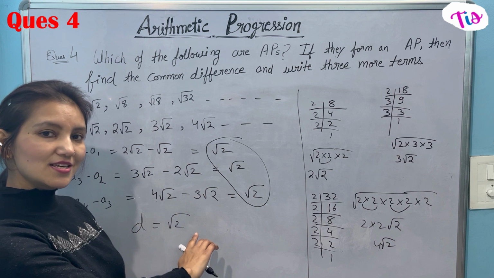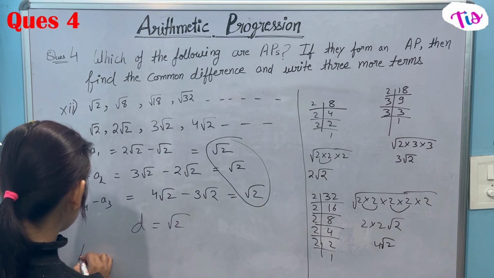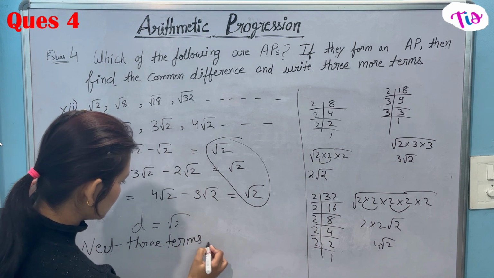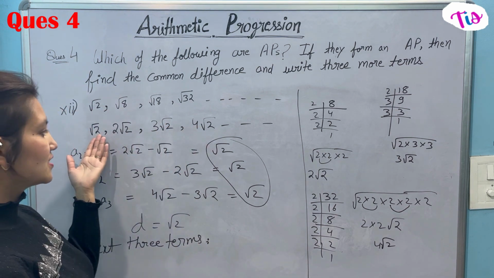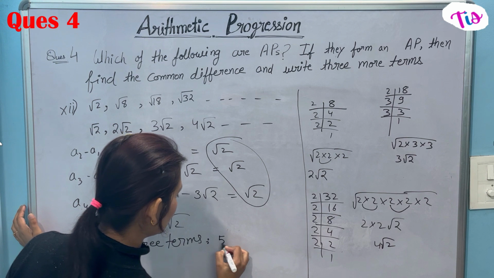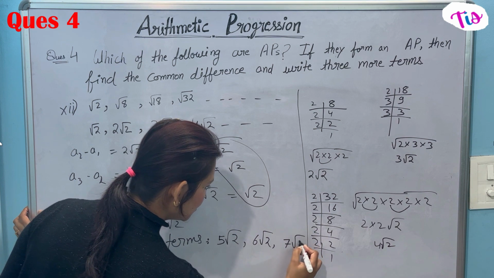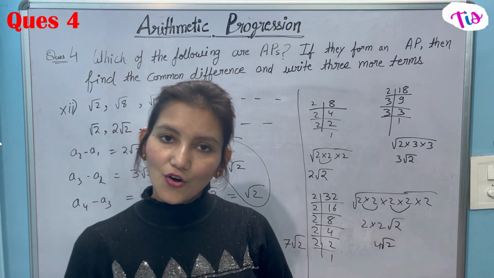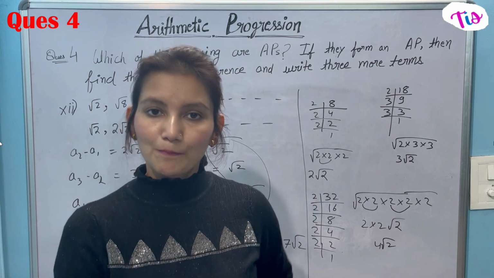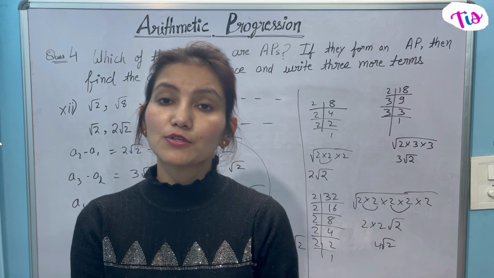And the common difference is root 2. So we can easily find out the next three terms of this AP. What are the next three terms? First is root 2, second is 2 root 2, third is 3 root 2, fourth is 4 root 2, fifth will be 5 root 2, the next term would be 6 root 2, and the next term would be 7 root 2. So these are the next three terms of this AP. I hope you can solve the rest of the questions that we have left, because this is simple. You just follow the same rule and you'll be able to solve them.